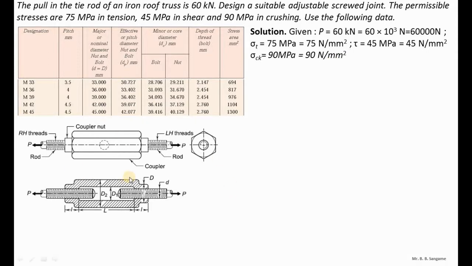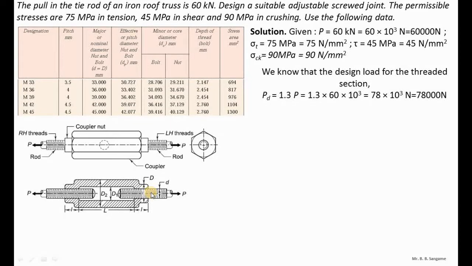Okay, so as I have already discussed during the design of turnbuckle, first we are going to calculate the core diameter of threads. As you can see, after the application of force there is a possibility of failure of threads at the minimum, that is the core diameter.